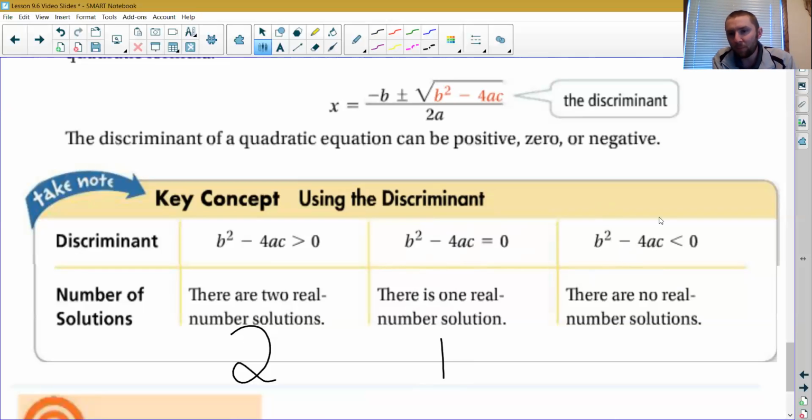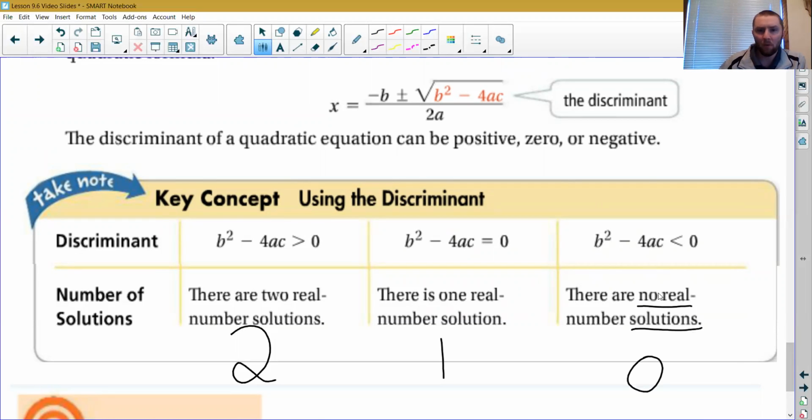And if that expression is negative, or less than 0, there are no real solutions, okay? And that's exactly what we would write: no real solutions, 0 solutions. So just by calculating that discriminant, b squared minus 4ac, we can figure out, before we actually solve the equation, how many solutions we are actually looking for, okay?